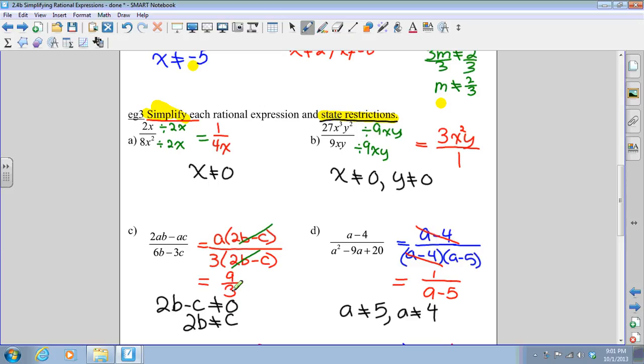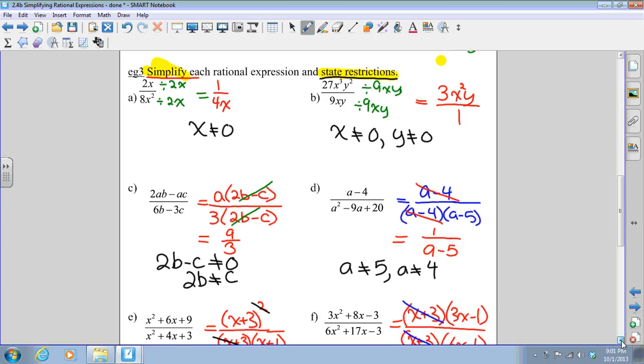Please note, ladies and gentlemen, that although it's been canceled out, we still need to include it as part of our restriction. So 2b minus c cannot equal 0. So you move the negative c over. So your restriction here is 2b cannot equal c.